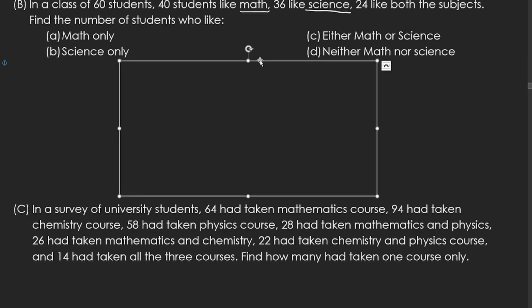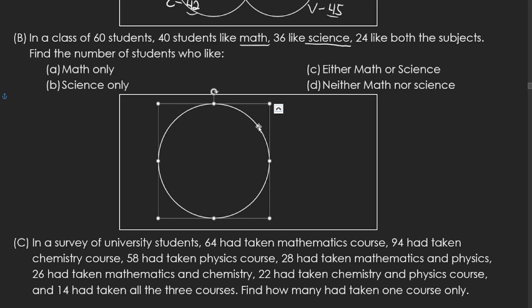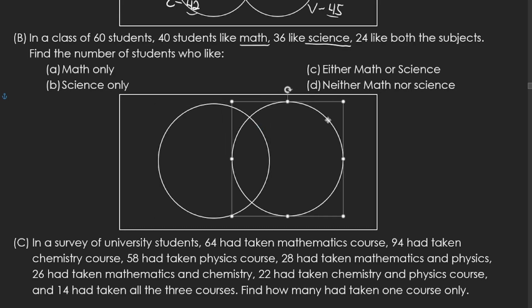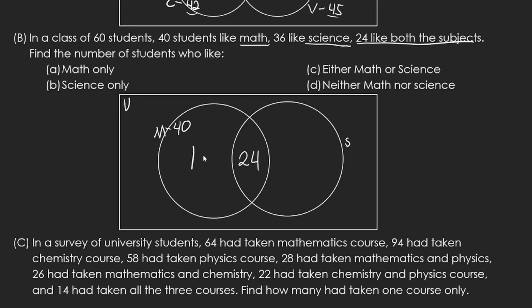Here's our universal set. One for mathematics, another for science. Let's label this as universal, math, science. Let's put in the given. Always start at the center. We have 24 who like both subjects. In math, there are 40 students. 24 of them also like science. So 40, take away 24, and that gives us 16 who like math only.